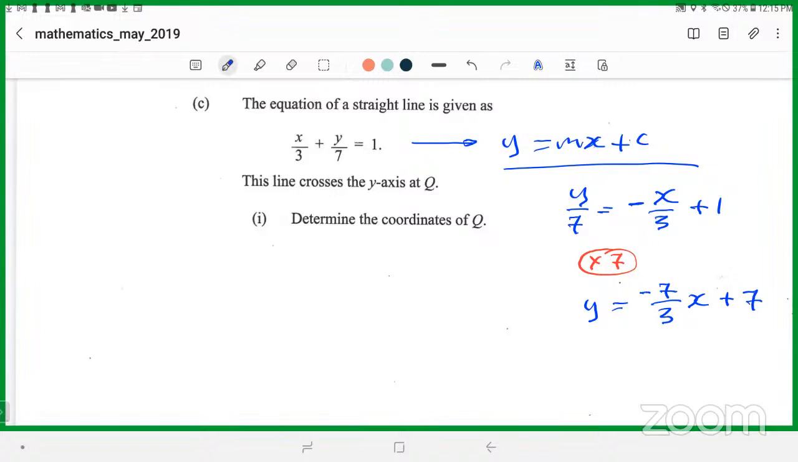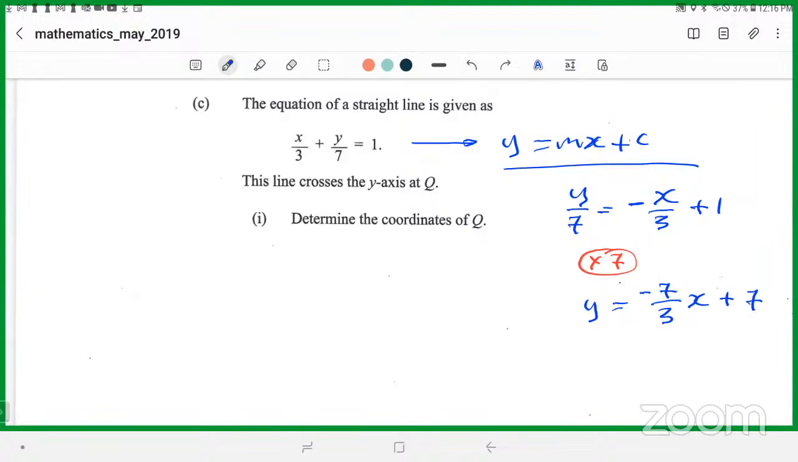Tell me if you can see that. Yes, sir. This part might be the part that a lot of people might not see, but that is what it is. When I multiply by a 7, it becomes negative 7 over 3 times the x. I just deliberately write it this way so you can see that this is my m. So based on that note, this is my c and this is my m. Let me write them down.